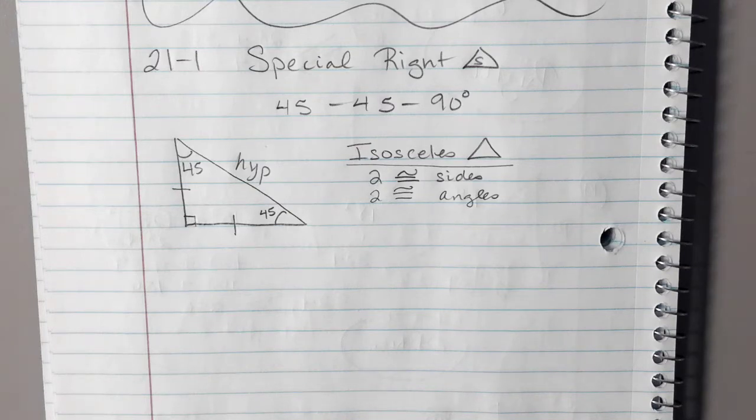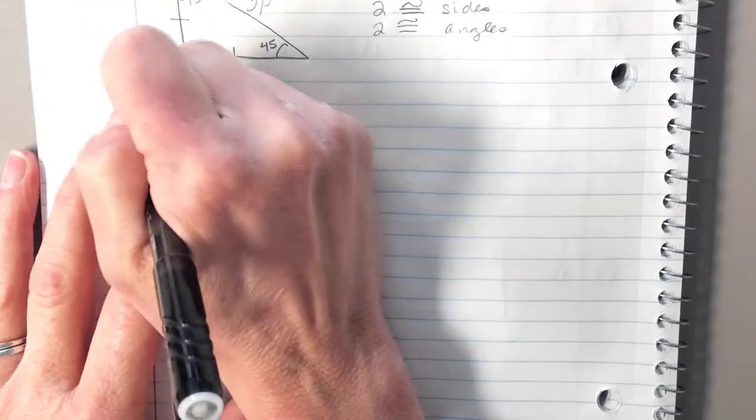Okay, so here's going to be our task. What we're going to do is we're going to do a series of examples, knowing that these are 45-45-90s, isosceles right triangles. And we're going to see if we can figure out a pattern on how to figure out the length of the hypotenuse.